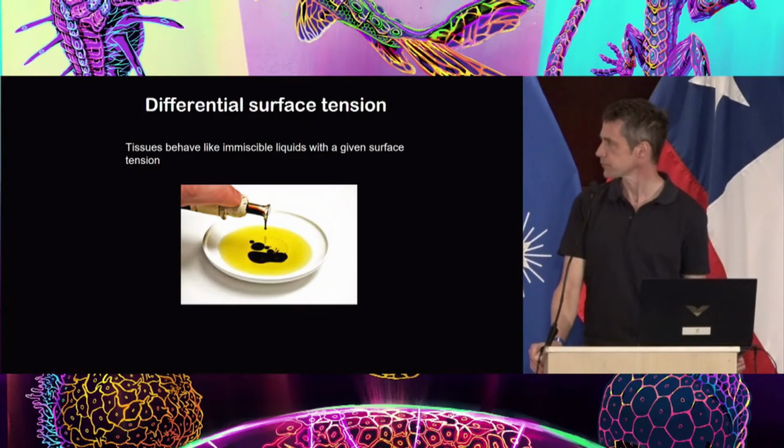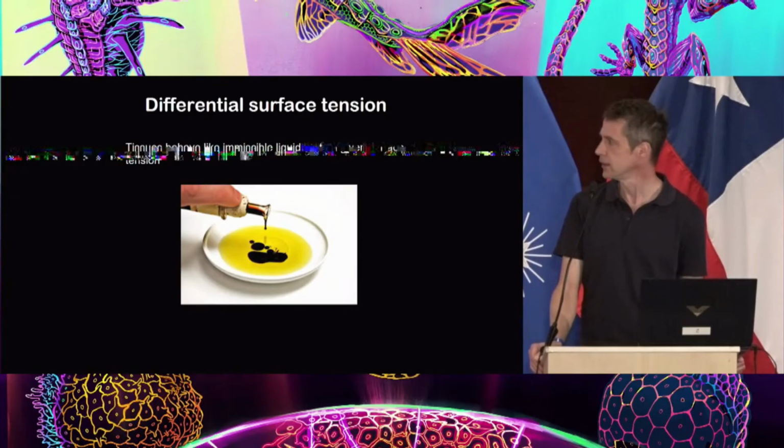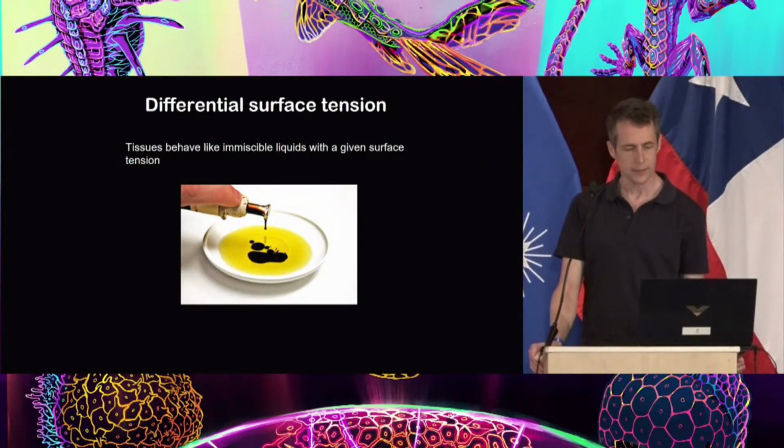10, 20 years later. He was an embryologist and developmental biologist in Princeton in the USA. And he wanted to conceptualize what is happening in this self-organization of tissues. And he proposed that tissues do behave like immiscible liquids.